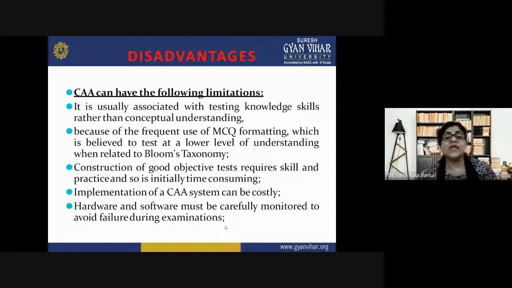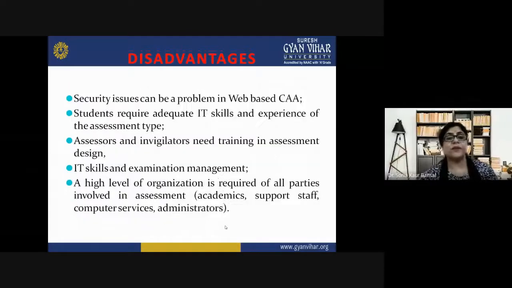Implementation of a CAA system can be costly. It is not easy to install all the software and computers, many computers in an institution, all the time. So hardware and software must be carefully monitored to avoid failure during examination. So these are the basic disadvantages that we have discussed just now.